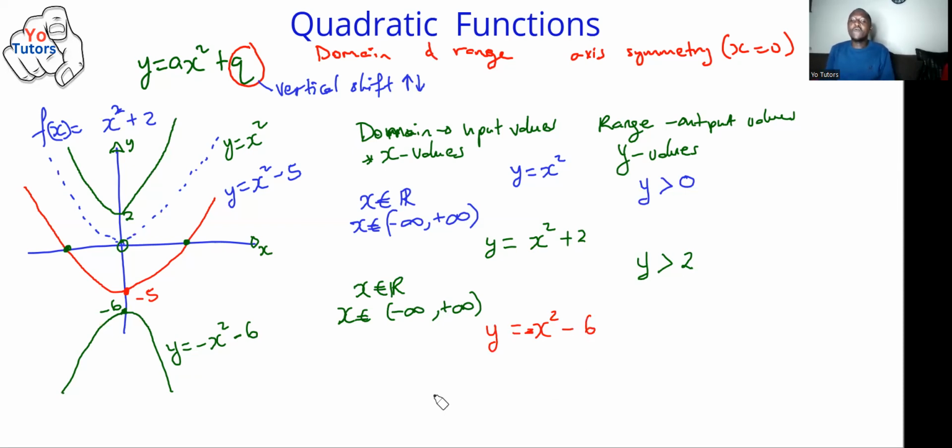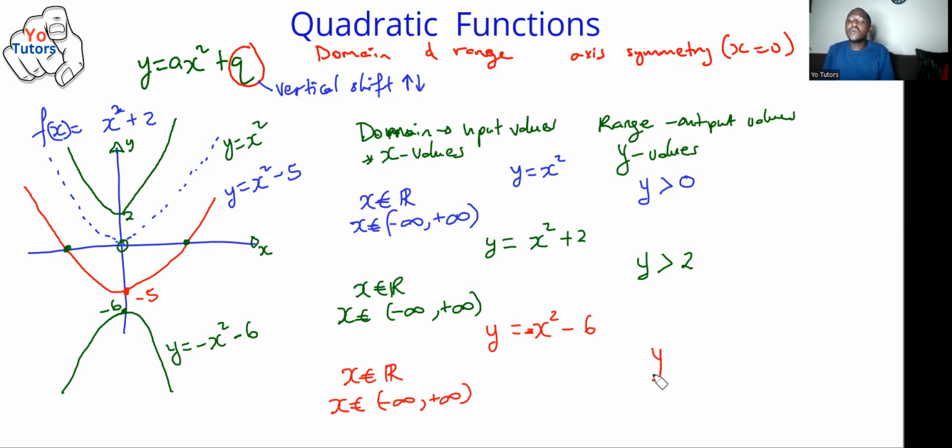Now, when it's y equals negative x squared minus 6, we want to talk about the domain here. The domain remains the same. Remember what happens? The domain is occupying all the x values. x is an element of the real numbers, x is an element of negative infinity to positive infinity. What about on this side here? What are we going to have here?